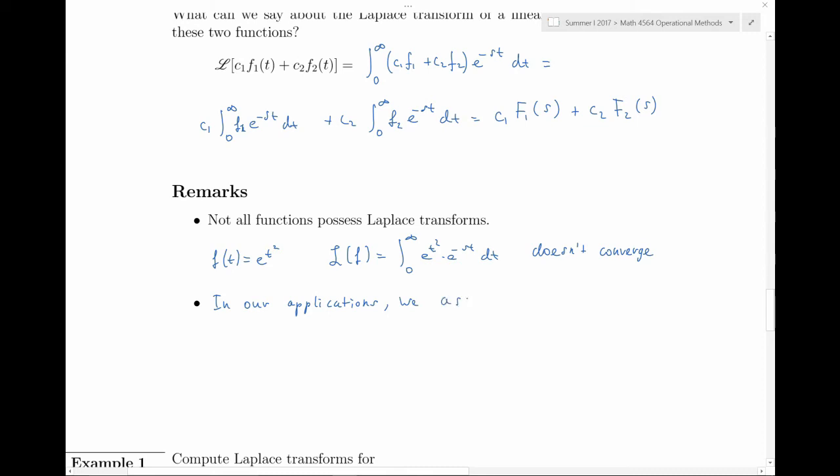we assume that the unknown function we try to determine possesses the Laplace transform for at least some values of s.